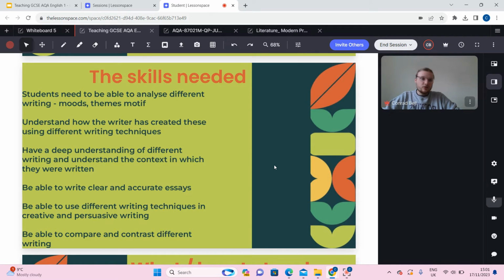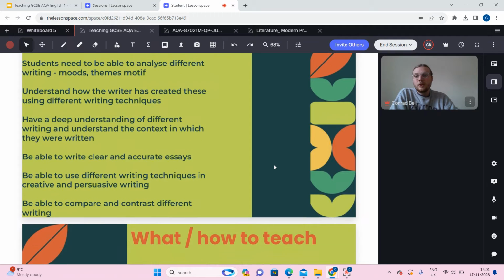And then, expanding on that, they need to understand how the writer has done that using different techniques. There are lots of different writing techniques that they will learn about, and they just need to be able to place them in the context of the question that they've been given. These are based around the AOs, and we'll go into some of them in later videos, but these are just general overviews of what they are.